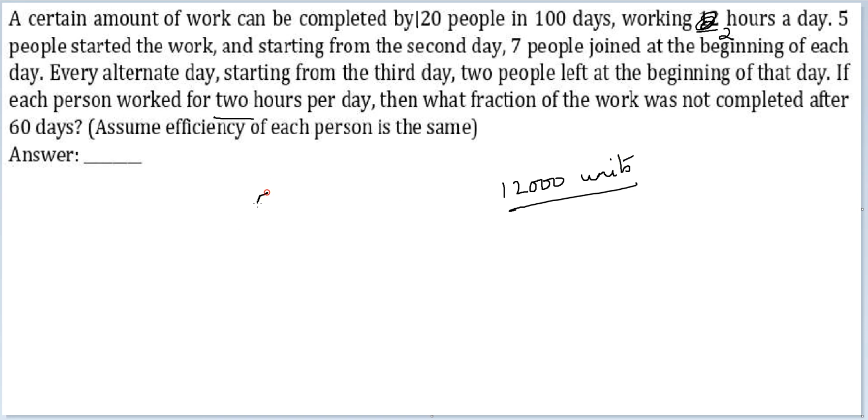On the first day, 5 people worked. On the second day, this is day 1. On day 2, 7 people joined, so 12 people. On day 3, 7 people joined, but 2 people left, so you have 17 people.